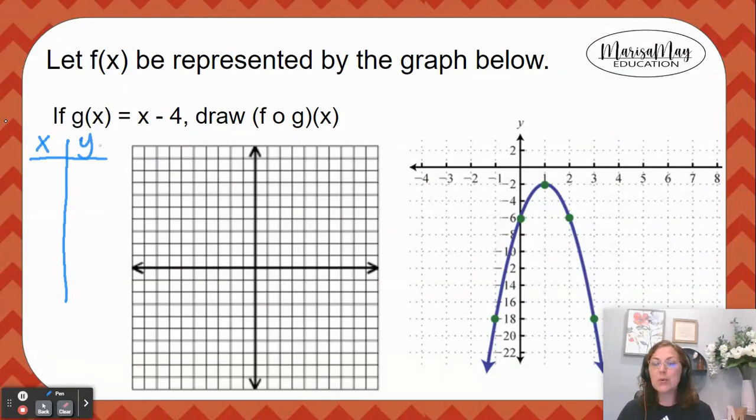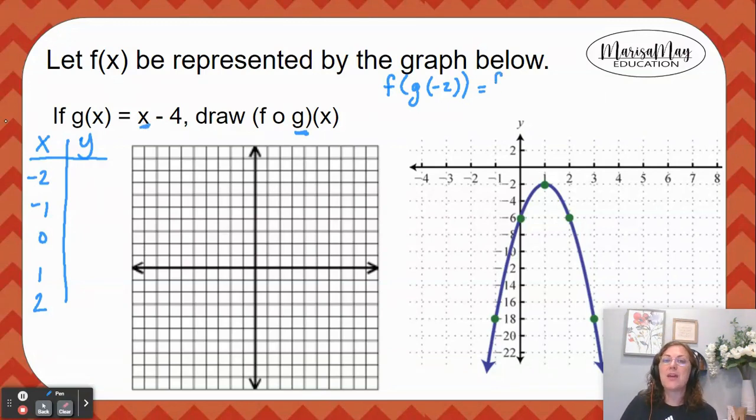And we are going to just do some positives, some negatives, 0, of course, to get just a view of what's going on with this graph. Of course, after we do that, we're going to look for some patterns. Remember, we're going into g of x first. So we're going to do f of g of -2. Okay, doing g of -2 first. We're going to replace this x with a -2. So -2 minus 4. So that would be f of -2 minus 4 or f of -6.